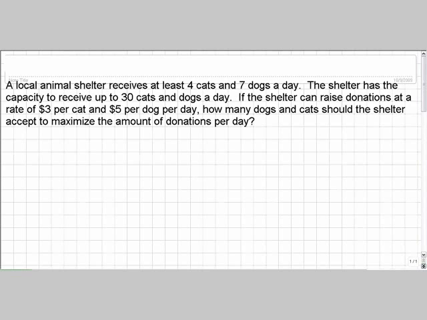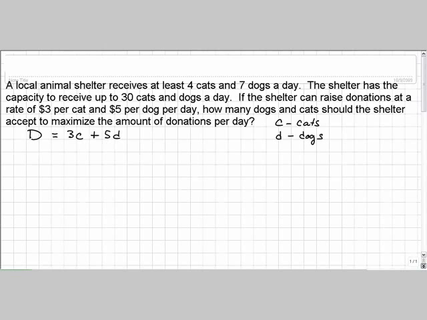So first of all, we want to find a function that represents our donations, which I'll call D. We know that they get $3 per cat and $5 per dog. So let's let lowercase c represent the number of cats and lowercase d represent the number of dogs. Then their donations are going to be 3 times c plus 5 times d. This is the function that we're trying to maximize.